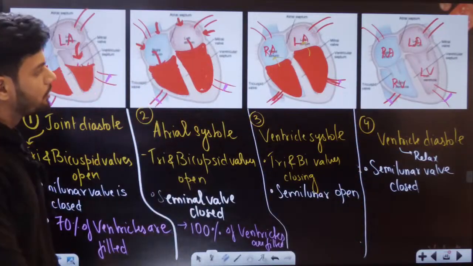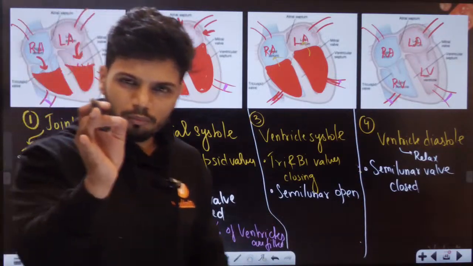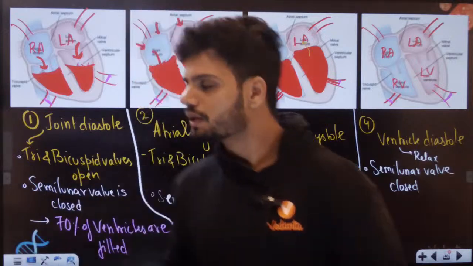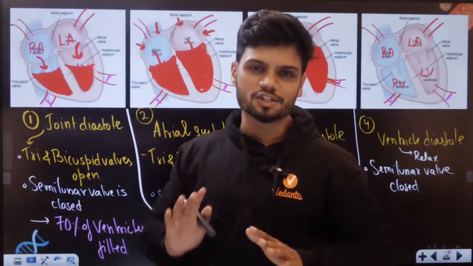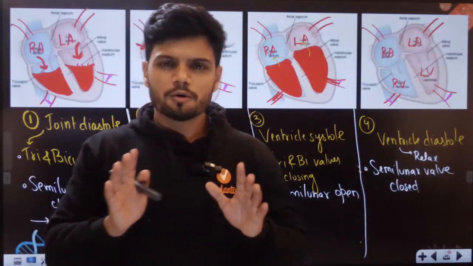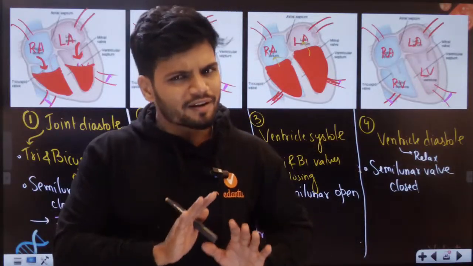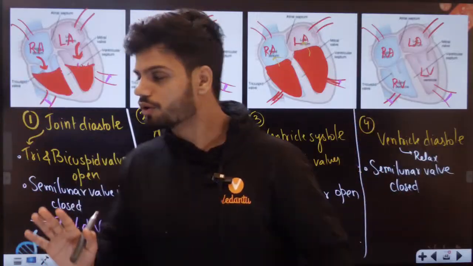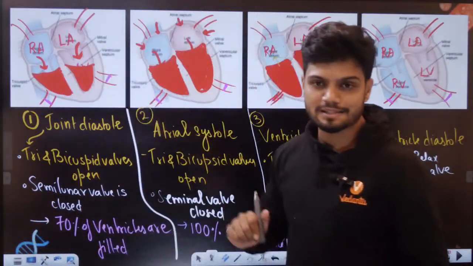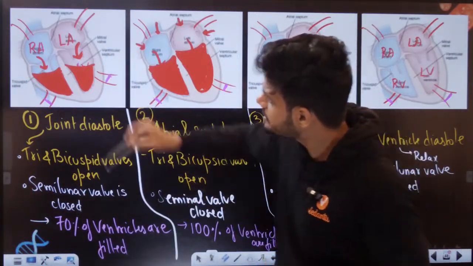Now, this is the entire flow. I will explain one more time. Listen to me very carefully. Starting, what happens, students? Joint diastole. Now, what is joint diastole? In joint diastole, all the atria and ventricles are relaxing. Jointly, they are relaxing right now. So, both are relaxed.